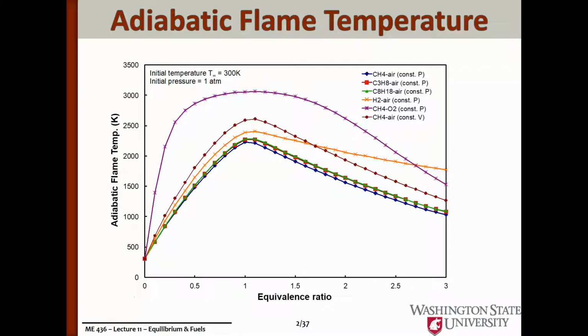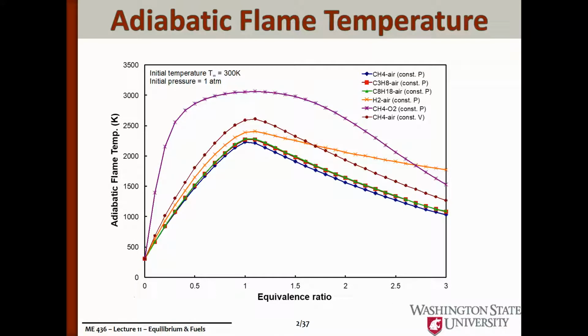First of all, these plots are assuming that the reactants, the fuel and air, are initially starting at 300 degrees. It's still very possible for us to get temperatures that are higher than this when we start the reactants at a higher temperature and higher pressure.